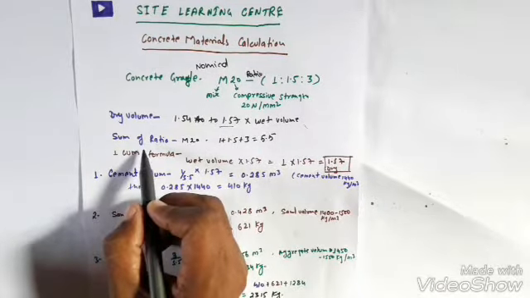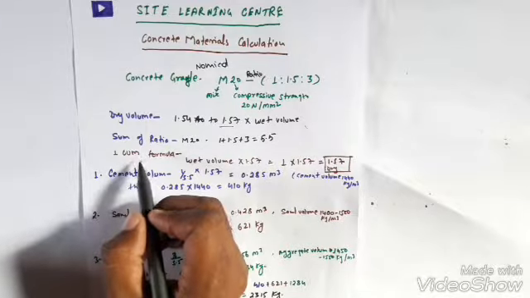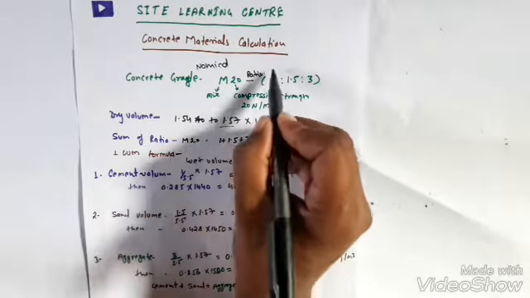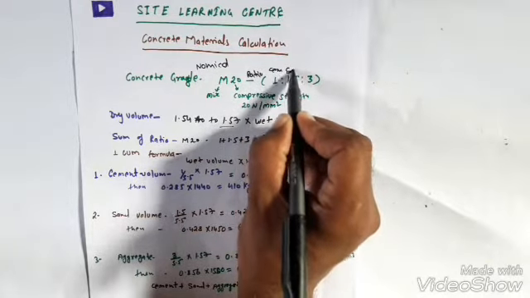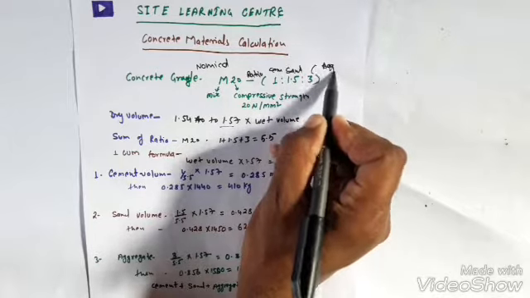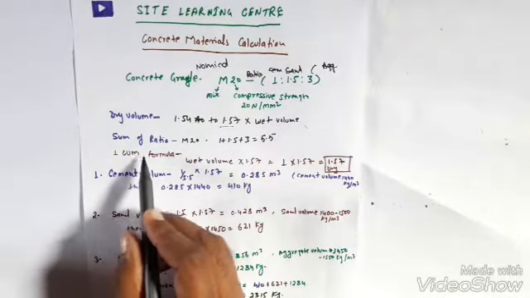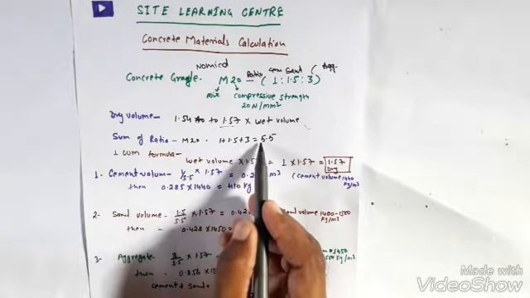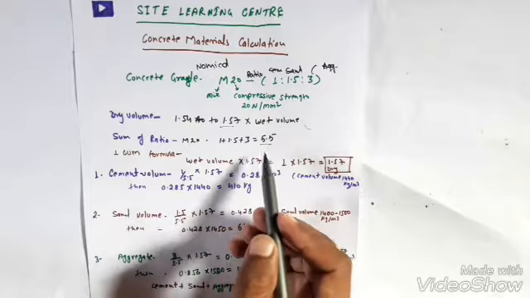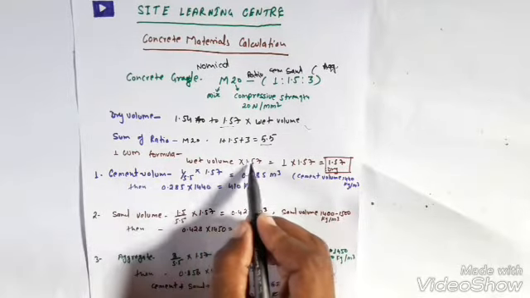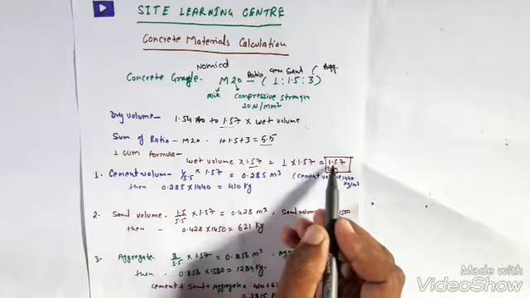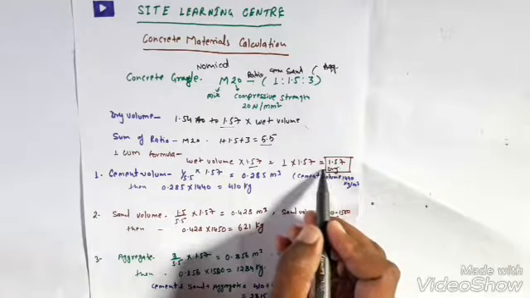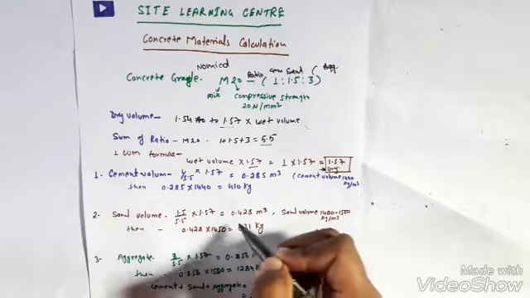And now we are going to start how we will calculate the cement, sand, aggregates. This is cement, this is sand, and this is aggregate. The sum of the ratio of M20 grade: 1 + 1.5 + 3 is equal to 5.5. For 1 cubic meter, the formula is wet volume into dry volume, means 1 × 1.57. This is the dry volume. Please note it guys, this is a very important formula for all these three materials.